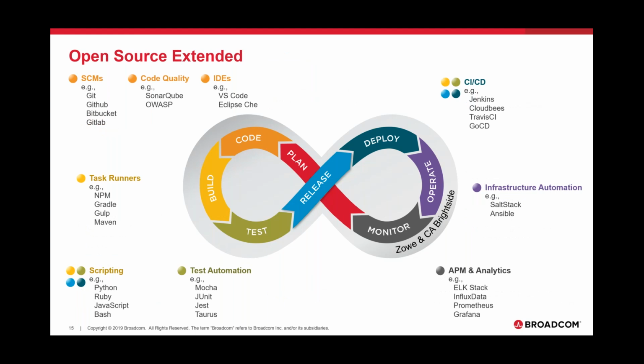So Zowe and Brightside, through its API and CLI enablement, really extend the tools that are available to you to include a vast array of open source tools. So you can see here we try to list some of them. The lists are too extensive to fit everything on a slide, but popular SCMs like Git, task runners like Gulp and Gradle, as well as popular test automation frameworks like Mocha.